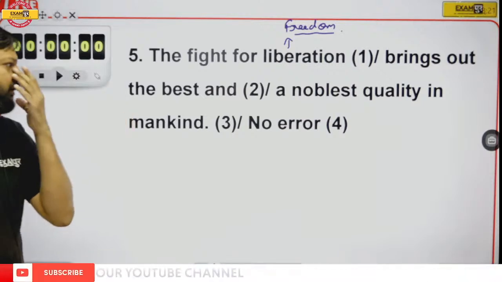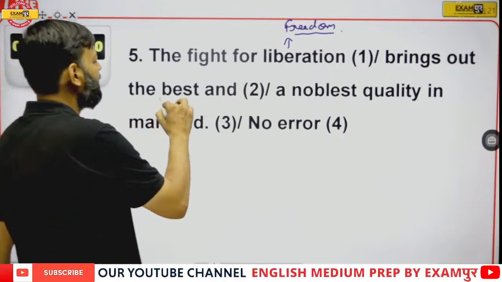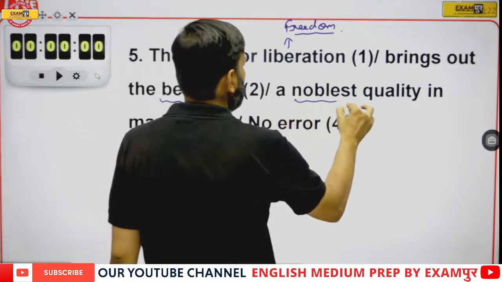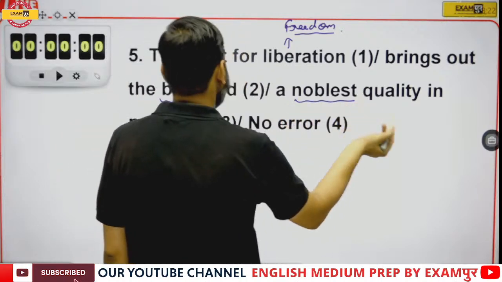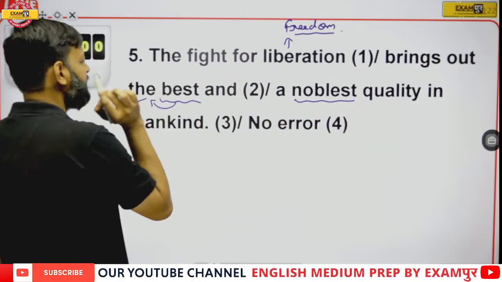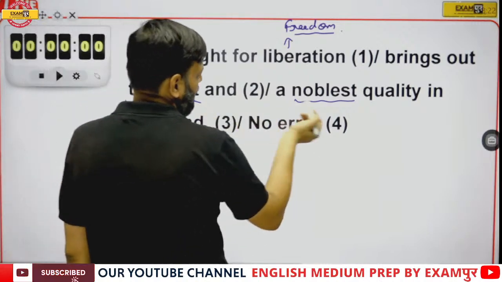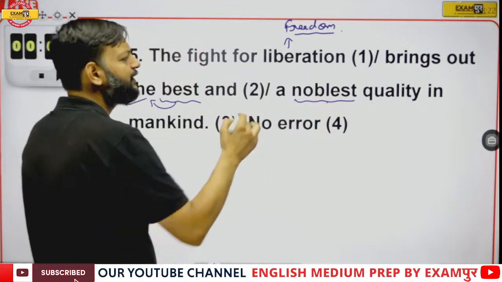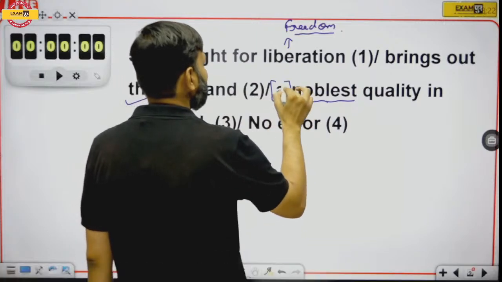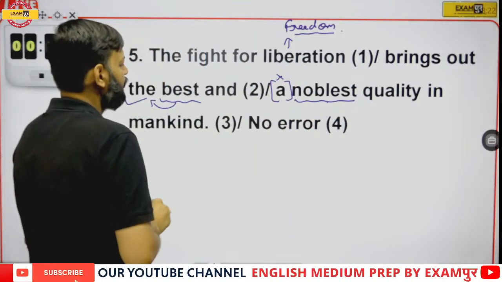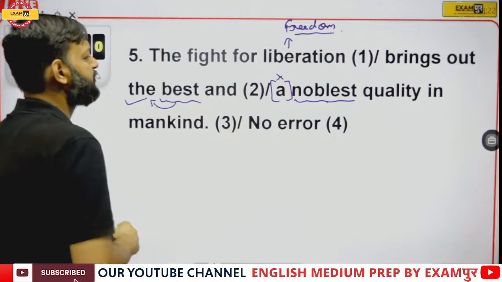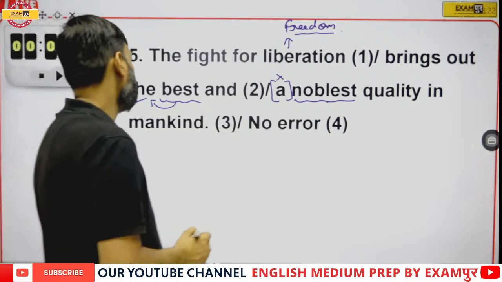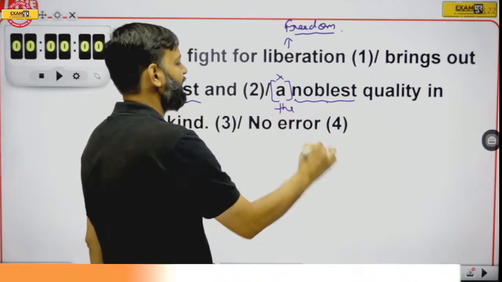See, very easy one. Here we have two superlative degrees, best and noblest. Both are superlative. So before superlative degree, we need definite article the. So noblest is also a superlative degree. We cannot use a with it. So the best and noblest quality in mankind. So a will be replaced by the.